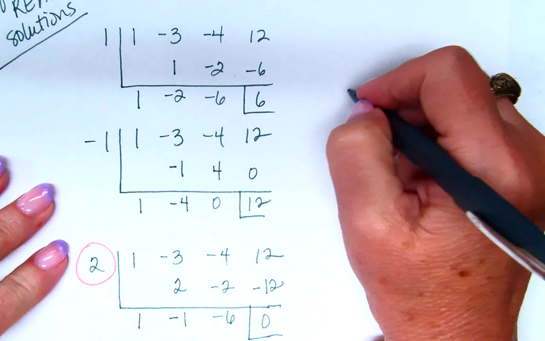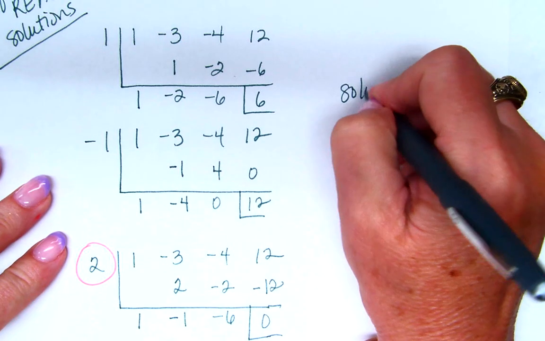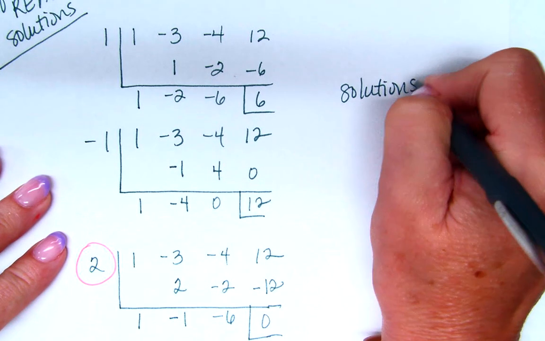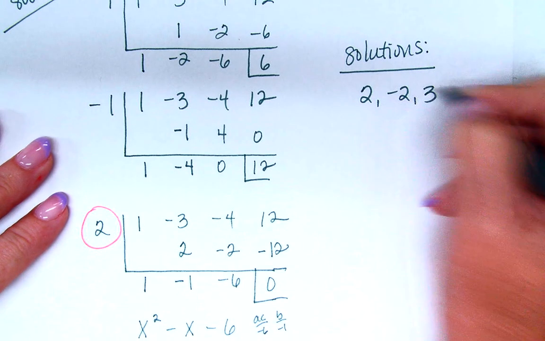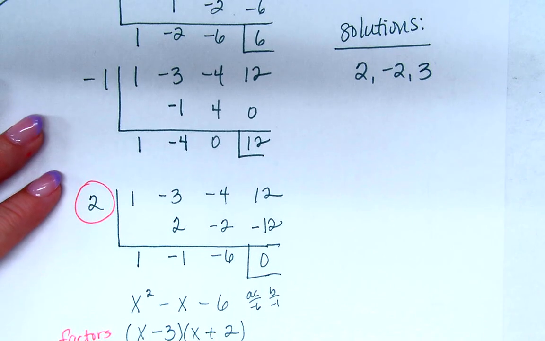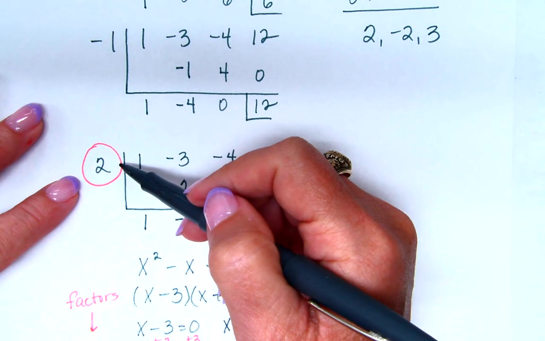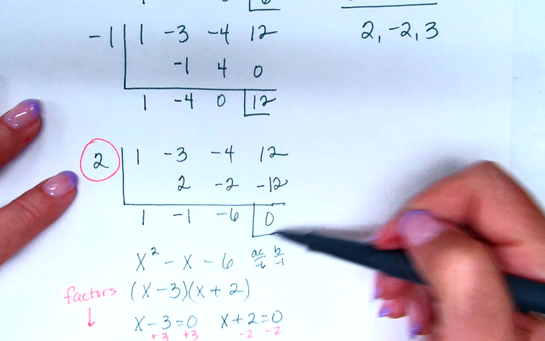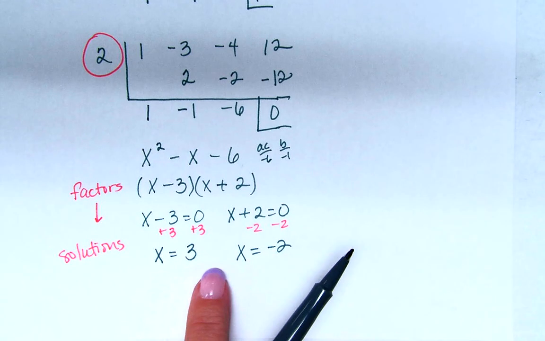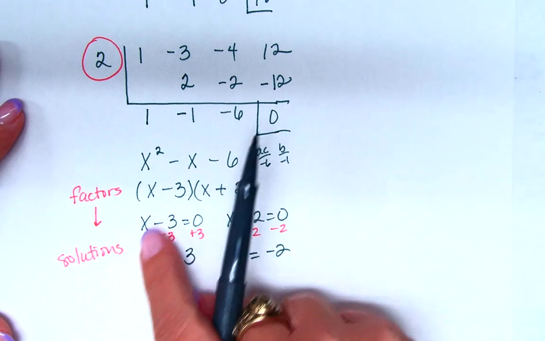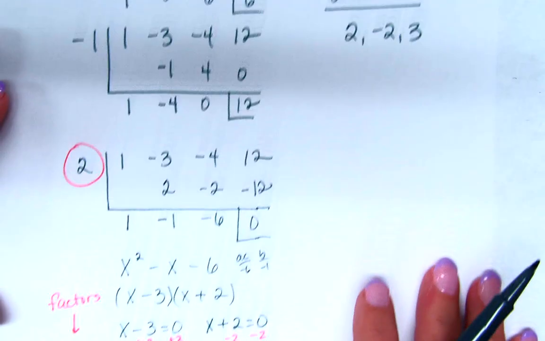So I'm going to come up over here. What are my solutions then? 2, negative 2, and 3. 2 from right here, because this is the one I found with a 0 as my remainder. And these are the last 2 that I found when I factored and solved, right?